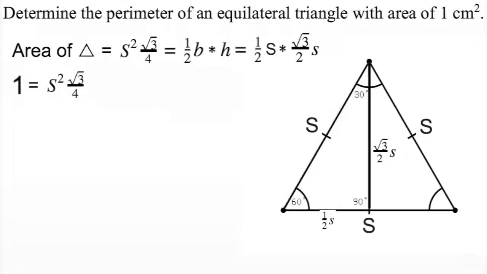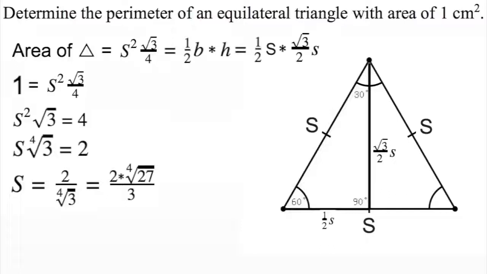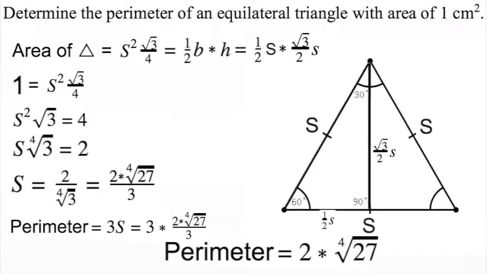Set that equal to 1: s squared root 3 is equal to 4, s times the fourth root of 3 is equal to 2. If you simplify that, s is equal to 2 over the fourth root of 3, which is the same thing as 2 times the fourth root of 27 over 3, if you multiply the numerator and denominator by the fourth root of 27. And since you want to find 3s, which is the perimeter, you multiply it by 3. The perimeter is equal to 2 times the fourth root of 27.